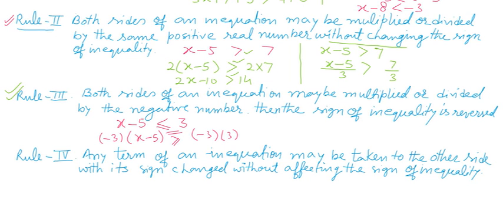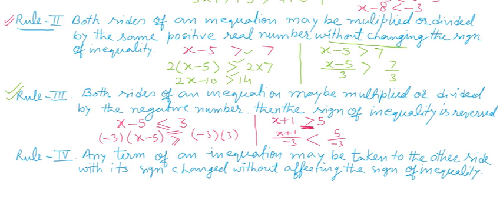Or you may divide. See the division case, x plus 1 is greater than 5. If you want to divide this inequation by minus 3, like this, x plus 1 divided by minus 3 and 5 divided by minus 3, then the sign of inequality will reverse. This is the greater than, the reverse is lesser than. Okay?